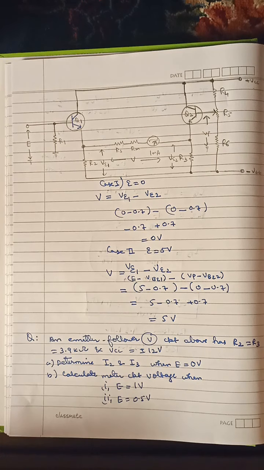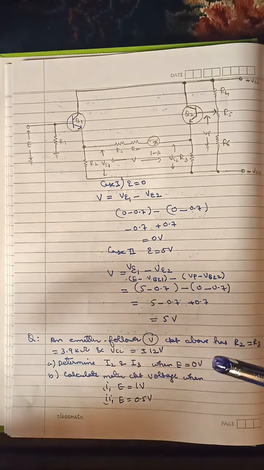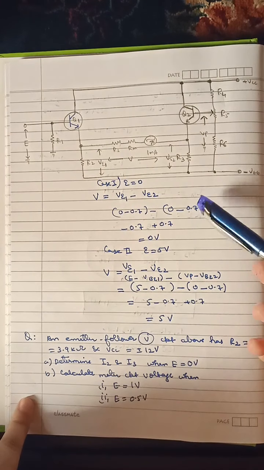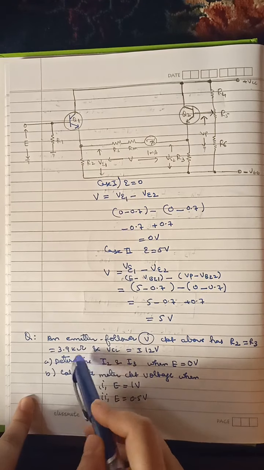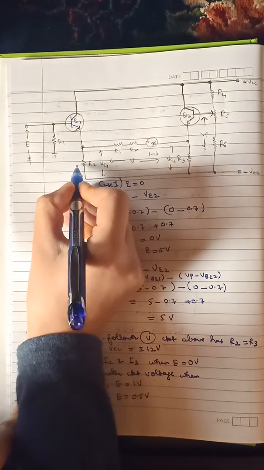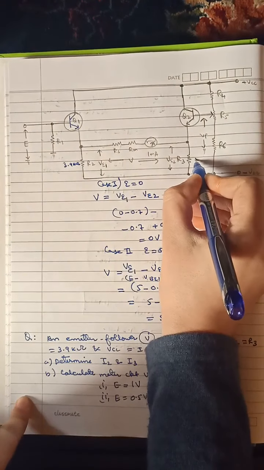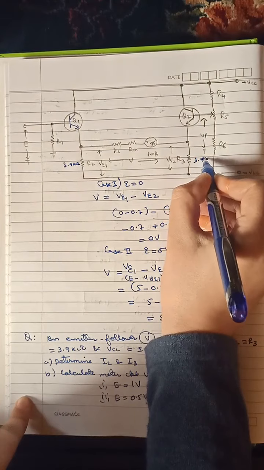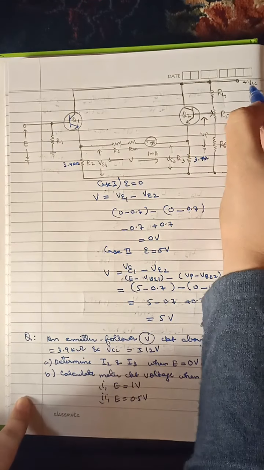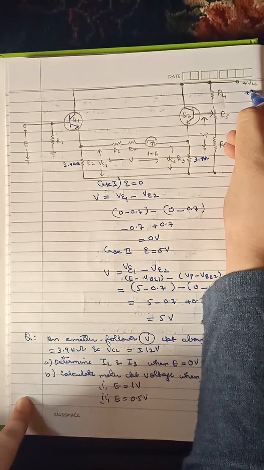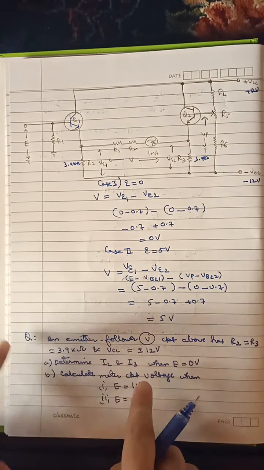Next question based on the above circuit is that when an emitter follower voltmeter or circuit like the above has R2 equal to R3 equal to 3.9 kilo ohms, that means R2 is given to be equal to 3.9 kilo ohms, also R3 is given to be equal to 3.9 kilo ohms, also VCC is given to be plus 12 volts and minus VEE is minus 12 volts.